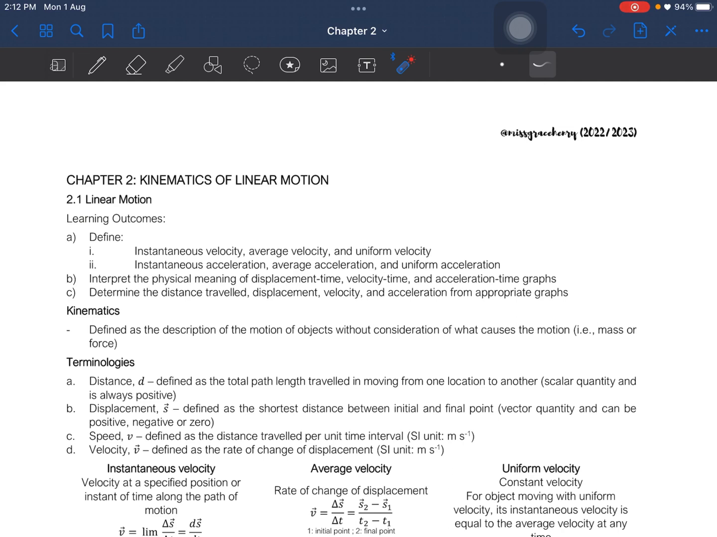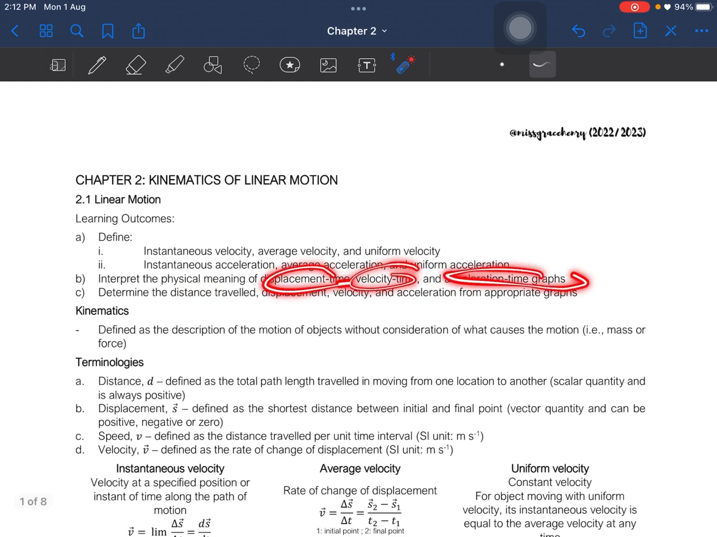For this subtopic you should be able to define instantaneous, average and uniform velocity, and instantaneous, average and uniform acceleration. Secondly, you have to be able to interpret the physical meaning of displacement against time, velocity against time, and acceleration against time graphs. These three are interconnected. This graph is telling us about this, and this graph is telling us about this. And lastly, you should be able to determine the distance traveled, displacement, velocity, and acceleration from graphs.